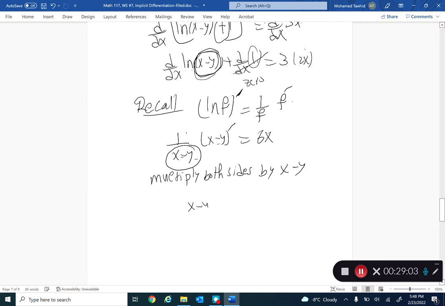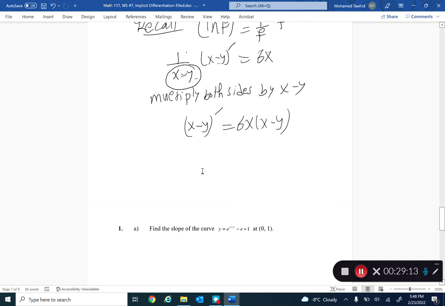So you have on the right-hand side x minus y prime, and here you have 6x multiplied by x minus y. So now I have to take the derivative of this. What do you have in the middle? Minus. If you have minus in the middle, it means you take the derivative term by term: x prime minus y prime, and that is equal to 6x, x minus y.